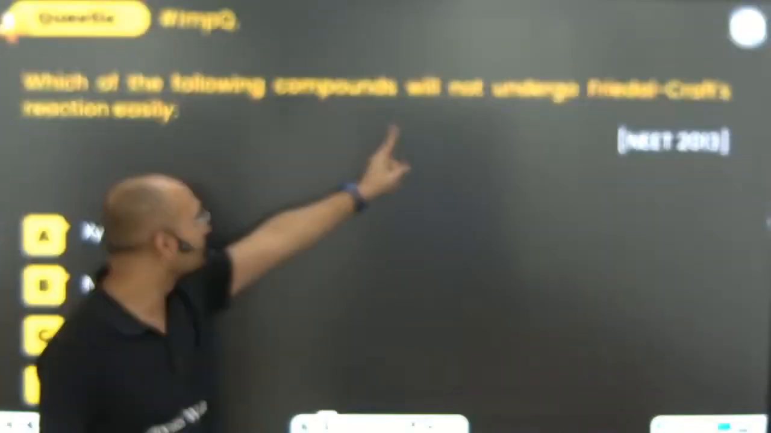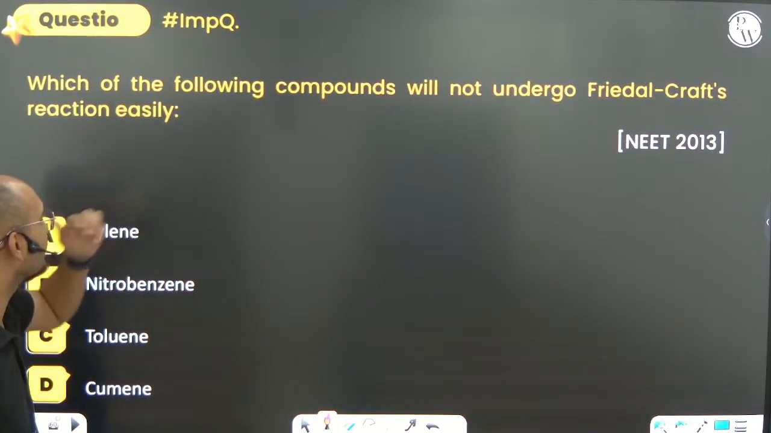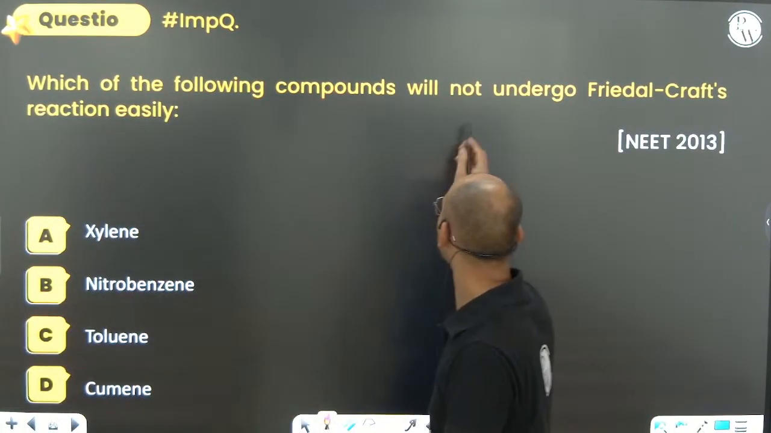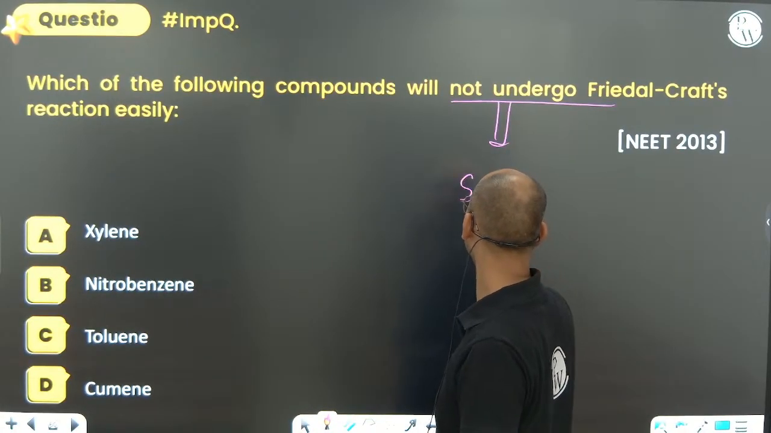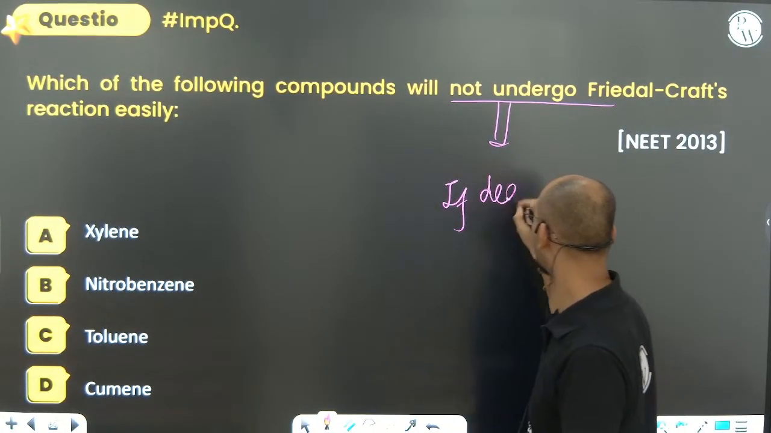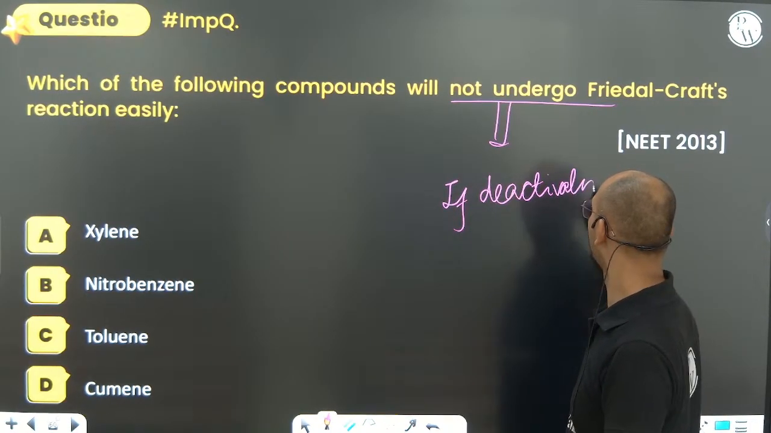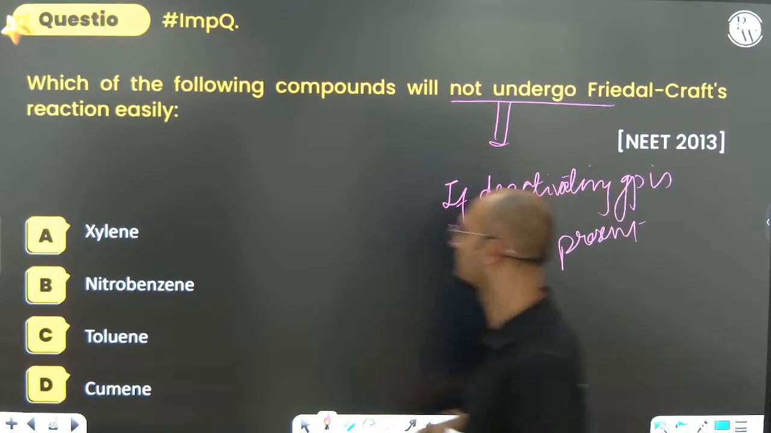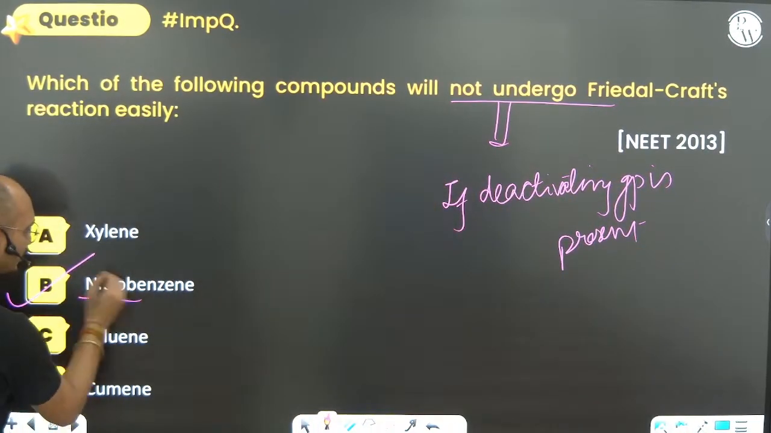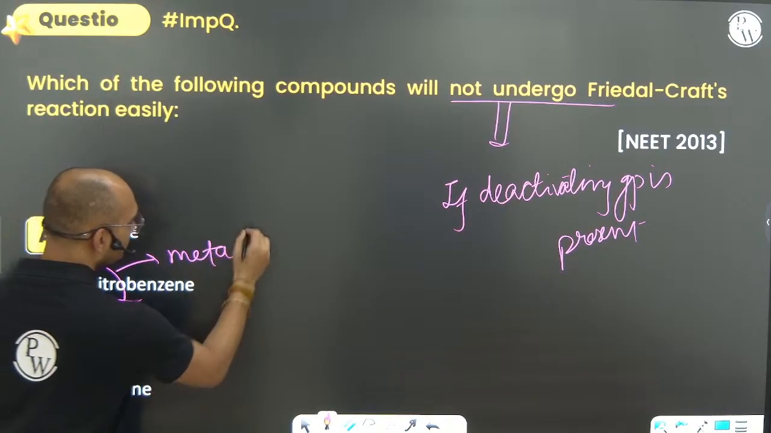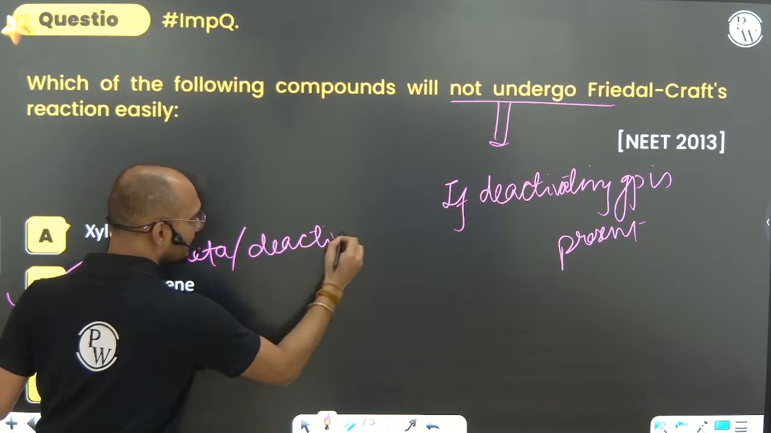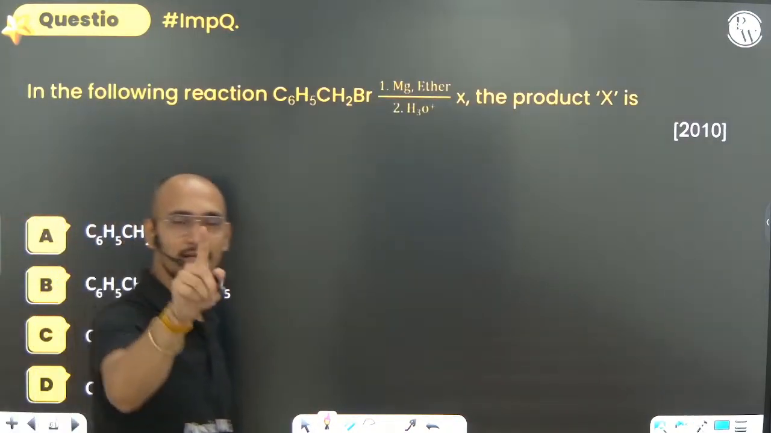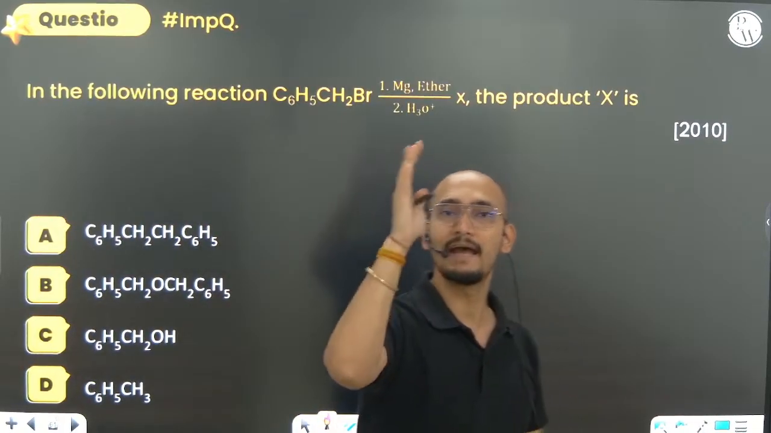Which of the following compounds will not undergo Friedel-Crafts reaction easily? देखो, जहां पे भी that will decrease the rate of reaction. So which will not undergo the reaction if a deactivating group is present. If a deactivating group is present, is there any deactivating group? Can you see nitrobenzene? So nitro is what? It is meta and deactivating group is there. So therefore this will not give Friedel-Crafts reaction, because Friedel-Crafts reaction is an electrophilic aromatic substitution reaction.